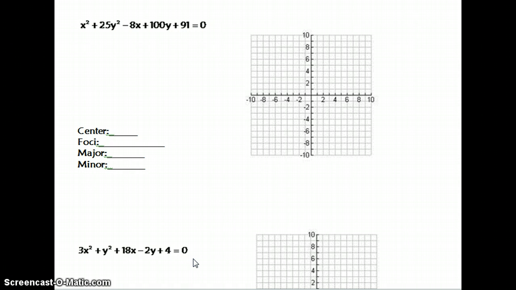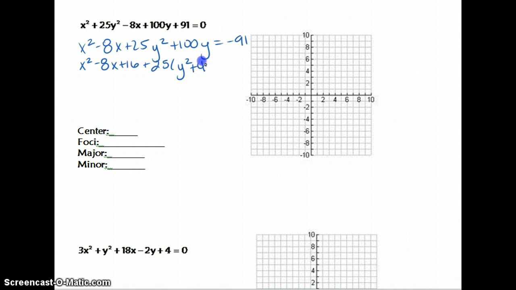Okay, so hopefully you're open to number 3 now. We're going to go ahead and complete the square in order to graph. Just more of a refresher from yesterday. So first, let's group the x's together and the y's together and put the constants on the right-hand side. Then this gives us x squared minus 8x plus 16. Factor out the 25 and you're left with y squared plus 4y plus 4 equals negative 91.